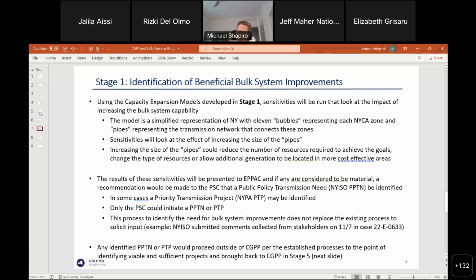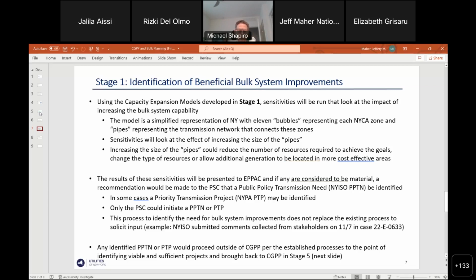The process to identify the need for bulk system improvements, or this process, does not replace the existing process that's in place. So some stakeholders may be aware that just recently, the NYISO submitted comments that they collected from stakeholders. And you can see on the screen, here's the case number. So this new effort in CGPP to identify beneficial bulk projects does not replace any of the work that the NYISO does today to solicit comments or collect comments from stakeholders. This is just a new, or another opportunity for potential beneficial bulk upgrades to be identified.